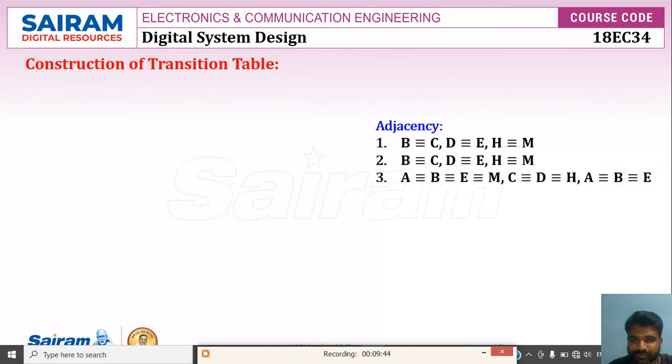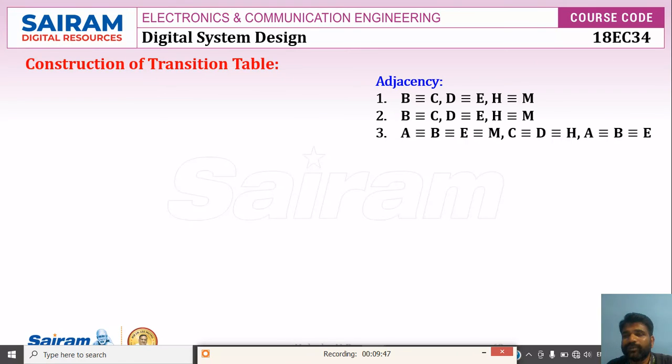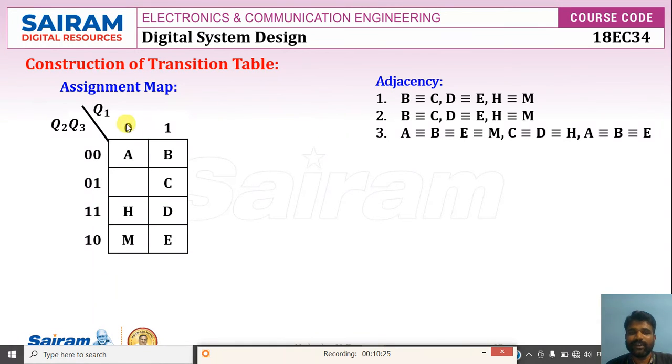So hence, the conclusion is: based on the first rule, B should be adjacent to C, D and E should be adjacent, and H and M should be adjacent. Using the second rule, also the same adjacency. And using the third rule, A, B, E, M all four should be adjacent, and C, D, H, and A, B, E should be adjacent. So as you know, we use a K-map because in the K-map we maintain the physical adjacency of the cells. So we will construct a three-variable map as an assignment map.